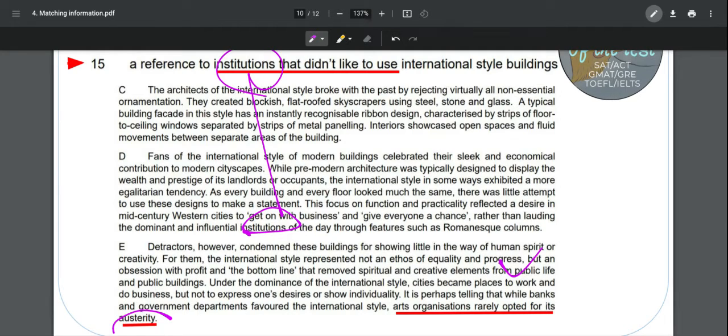So you may say, okay, it's in D because I just found the word institutions, exactly the same word. Yes, you have matched part of the question or part of the statement, but where is the rest of the statement? Where is the reference that they didn't like to use? Because here you're saying that the institutions are influential institutions that feature Romanesque columns, but they never say whether they liked or didn't like to use the international style building. So remember, it's not just matching one part, every single part has to match.